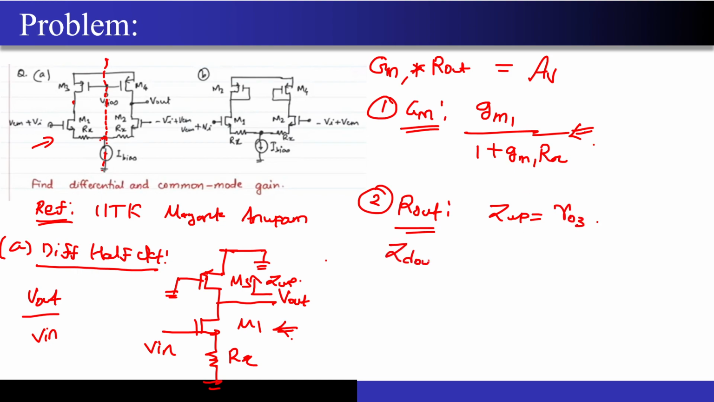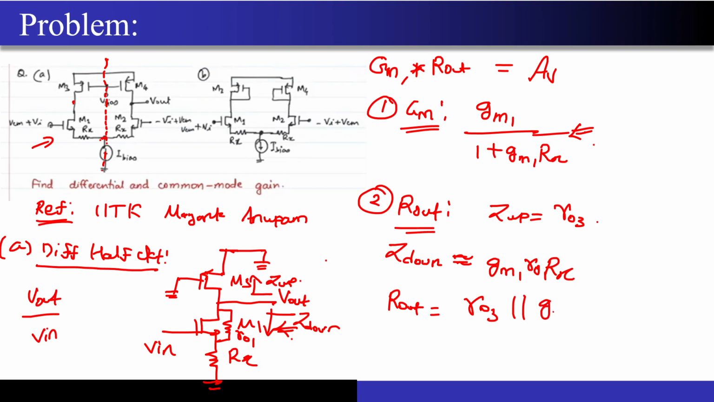And what about the Z down? Assume a finite R0 over here. Okay? R01. What will be the impedance if I look down? GM1 R0. Yeah, very good. So this is approximately correct. The entire expression will be too big. So the R out total will be nothing but the parallel combination of this, correct, into GM1 RO1 times Rx.